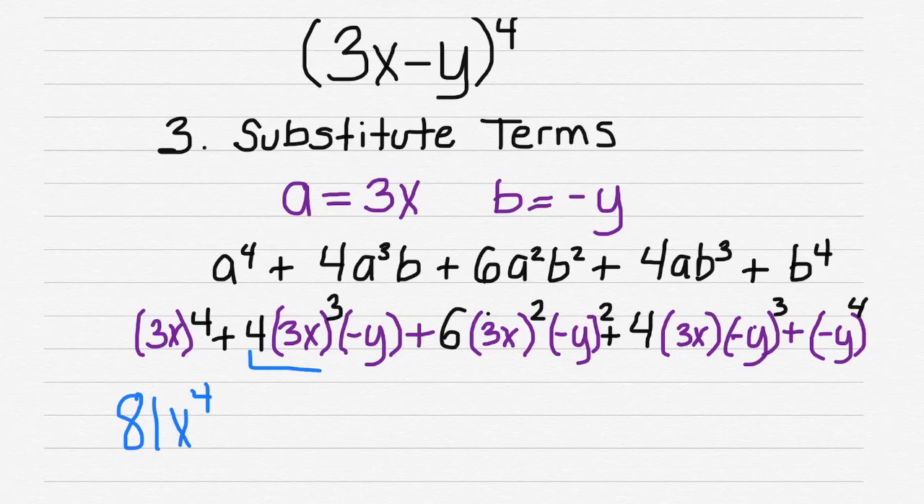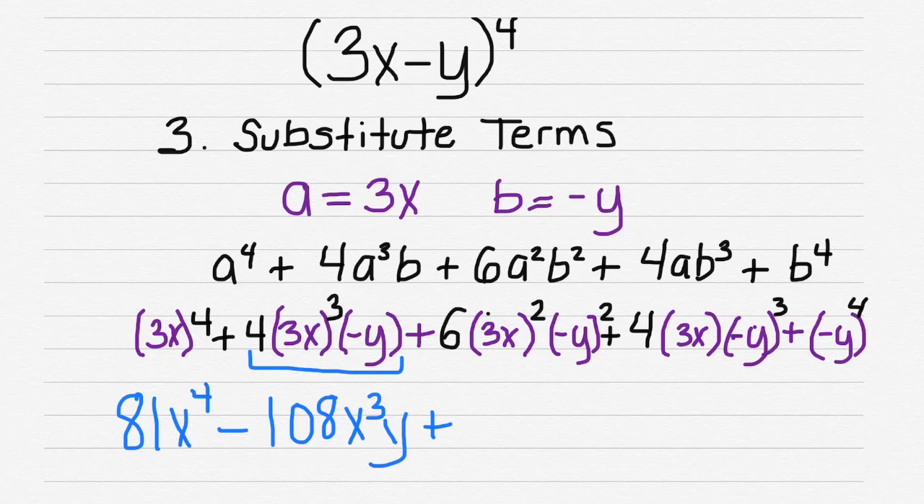Our next term includes all of that. So if I were to cube 3x, I would get 27x to the third. Then I have to multiply that by 4, and that's going to give me 108. And I have a negative y. So when you multiply a positive times a negative, you're going to get a negative. So this term will be negative 108x to the third y.